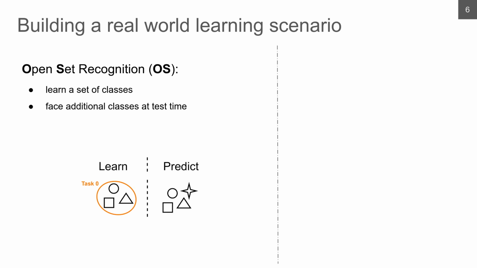In this setting, we consider the possibility that at test time we will meet samples belonging to categories that we haven't seen at training time. These samples should not be confused with known objects, and thus they should be marked as unknown.